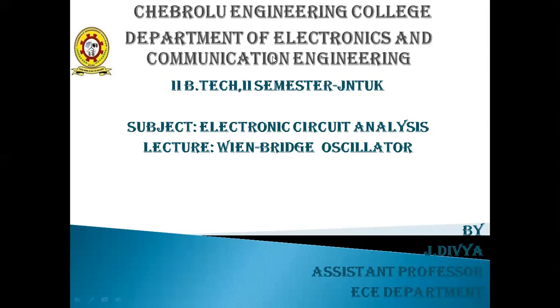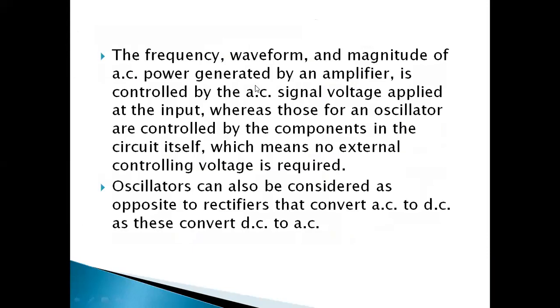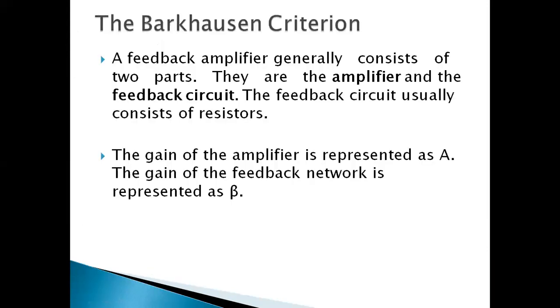In the previous session, we covered what is meant by an oscillator, how many types of oscillators there are, what the Barkhausen criteria is, and the frequency of oscillation of the RC phase shift oscillator, as well as the gain of the oscillator. These topics we have covered up to the last session. Now we will see the analysis of the Wien bridge oscillator.